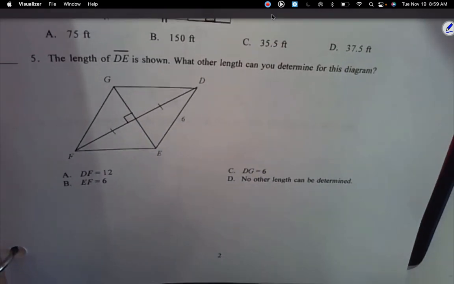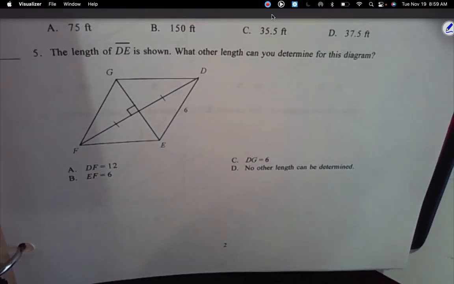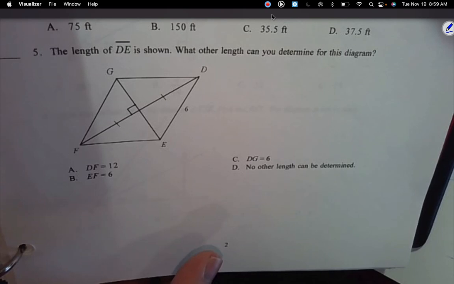All right, number 5, this one I think confused a lot of y'all the other day. Y'all had this one on your paper, but I think they changed the numbers. So I know that all these are 90-degree angles, right? And these 2 pieces are equal. And I know that DE is 6. What other length can you determine?